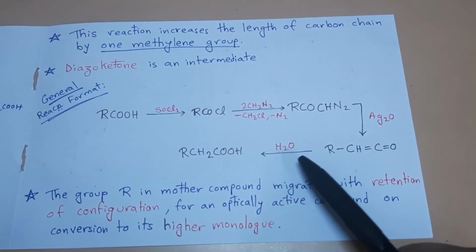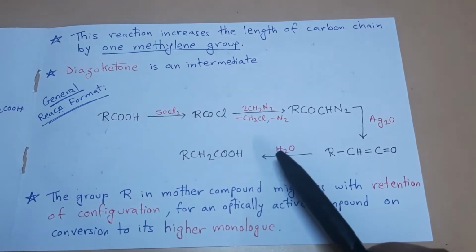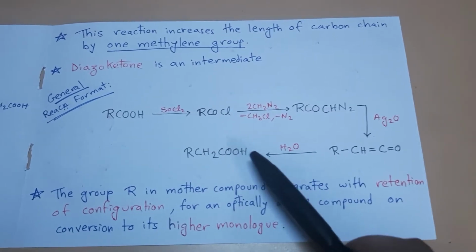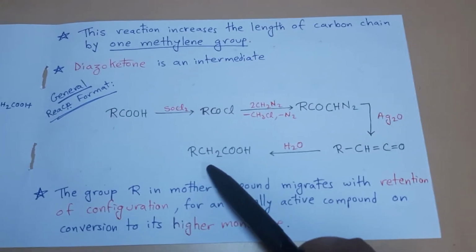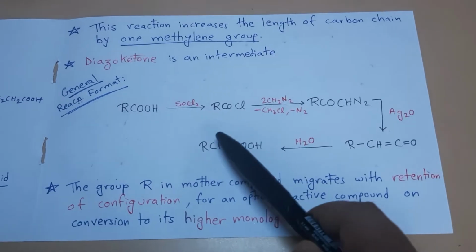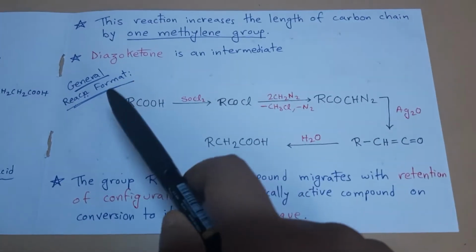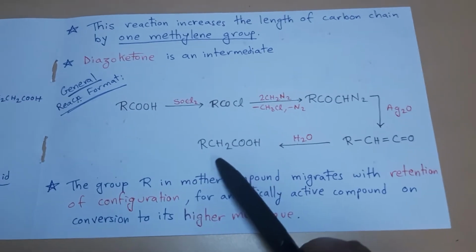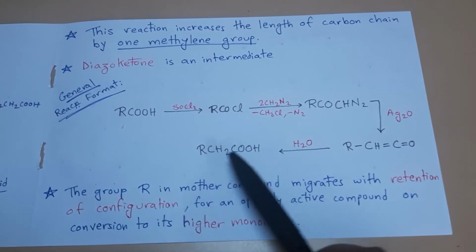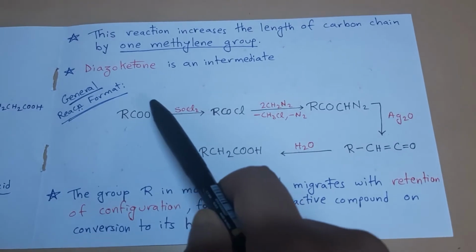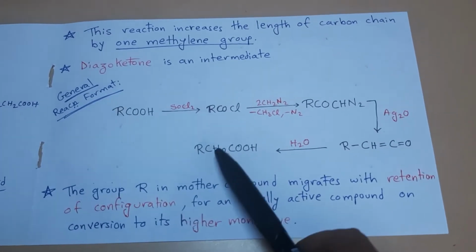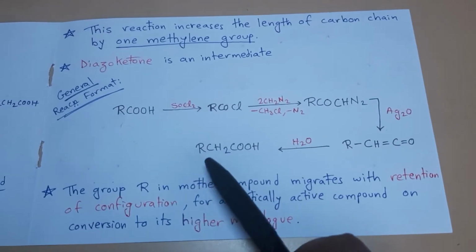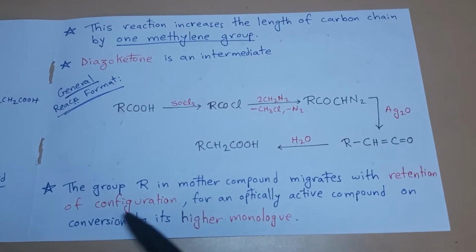And on reaction with water, it becomes again a carboxylic acid, but with one increase in the carbon chain. See, here it's RCOOH, here it is RCH2COOH. Suppose this R group is ethyl, then this total group will become propyl. There will be one increase in the carbon chain.